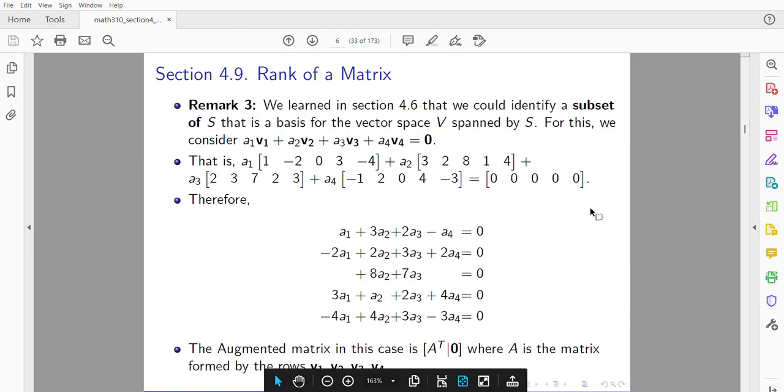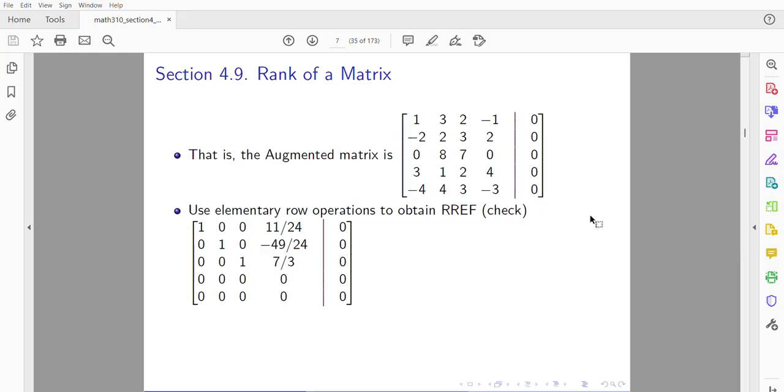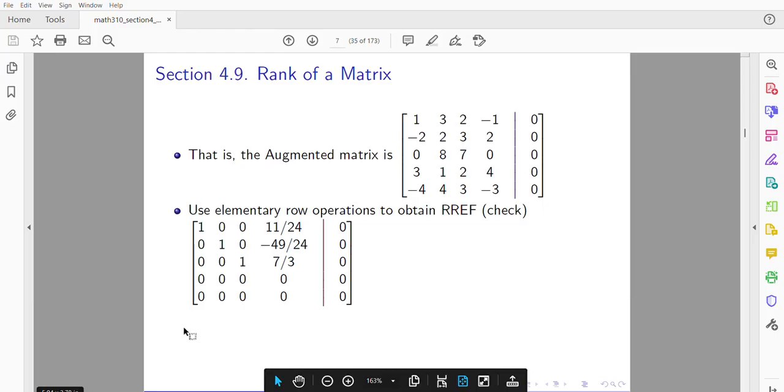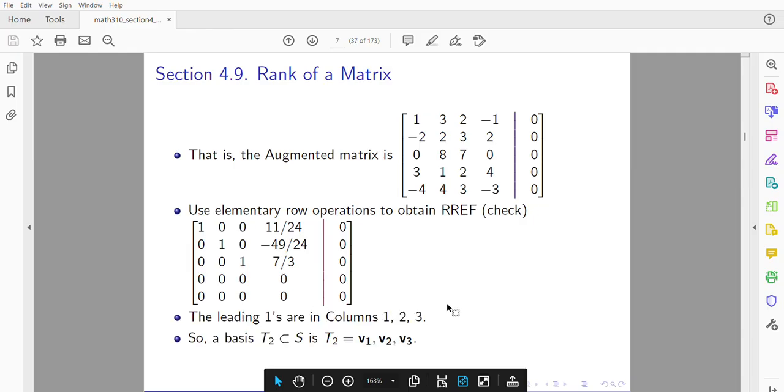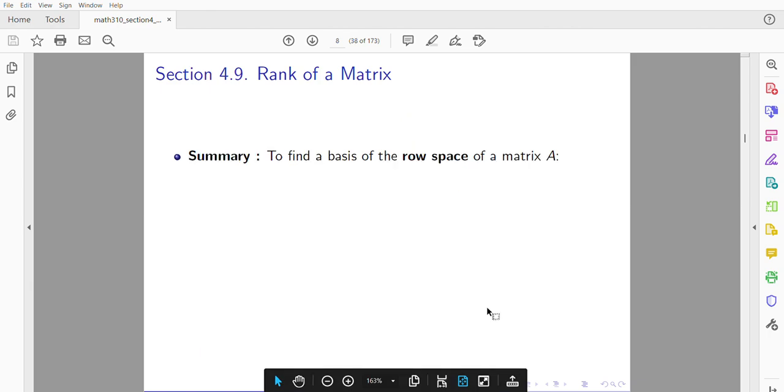All right. Reduced row echelon form: do everything you can, you get this. Now here you see, remember our goal is to find a basis that is a subset of your original set. I have non-zero leading ones in column 1, column 2 and column 3, which means V1, V2, V3 is the set we are looking at.